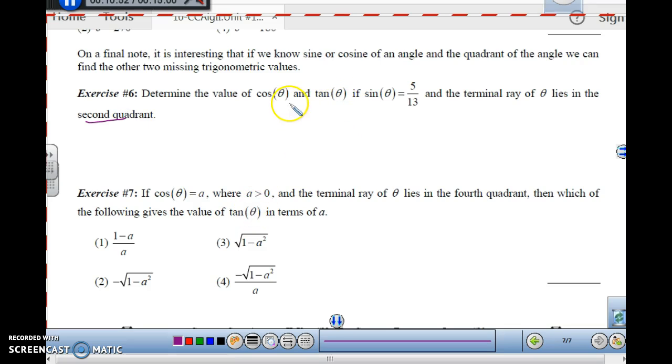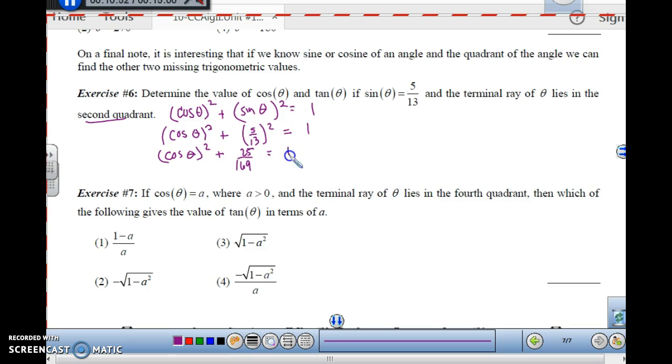Okay, so in order to figure out cosine theta, we have to use the Pythagorean identity. Remember, that is cosine theta squared plus sine theta squared will equal 1. That is your Pythagorean identity. So if I plug in sine theta, I can find cosine theta. So cosine theta squared plus (5 over 13) squared, because that's sine of theta, equals 1. So cosine theta squared plus, 5 times 5 is 25, 13 times 13 is 169, is equal to 1.